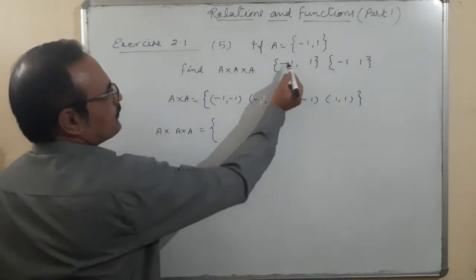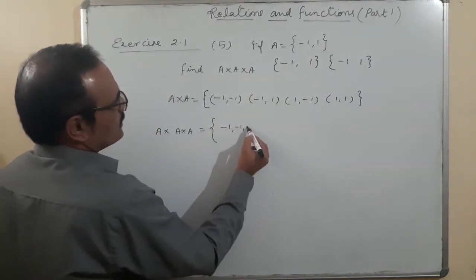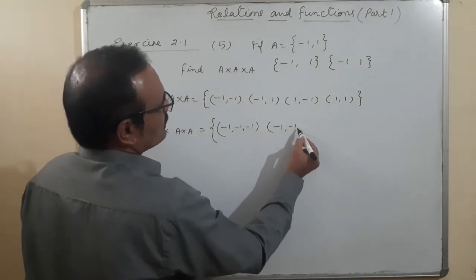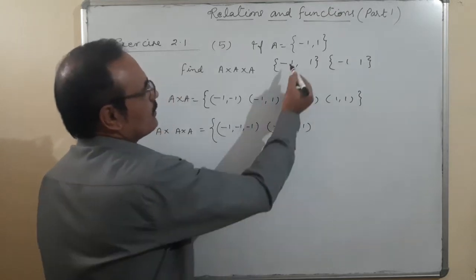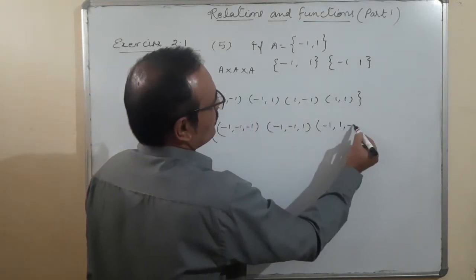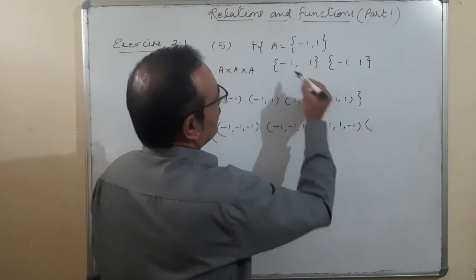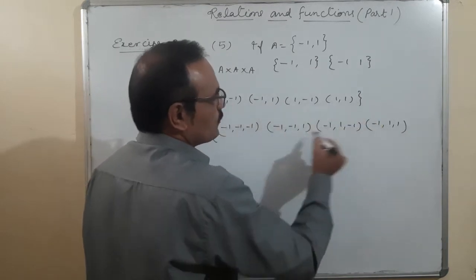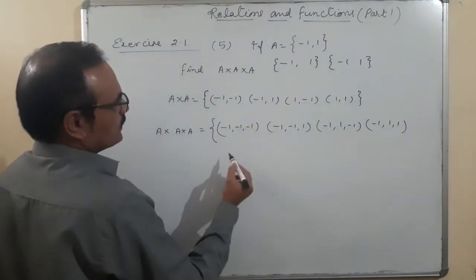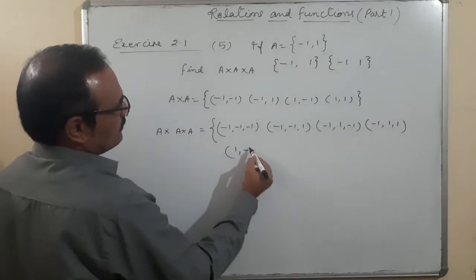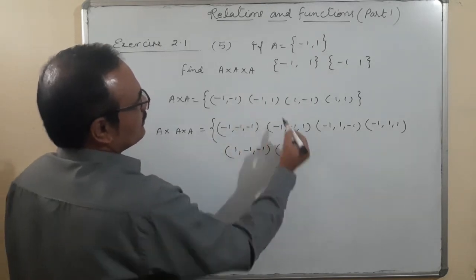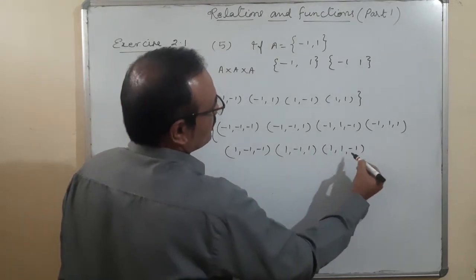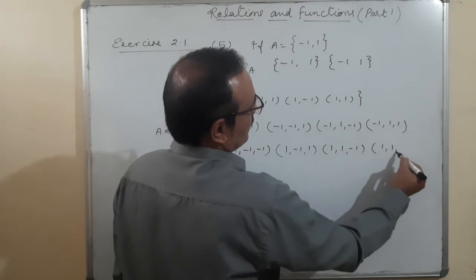So I can write here minus 1, minus 1, minus 1. One pair. Minus 1, minus 1, 1. Minus 1, 1, minus 1, and minus 1, 1, 1. Minus 1 with these 4. After that, taking plus 1: 1, minus 1, minus 1. Then 1, minus 1, 1. Then 1, 1, minus 1. And then finally 1, 1, and 1.